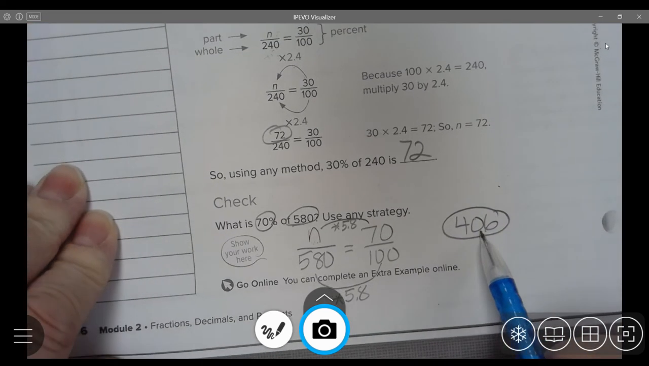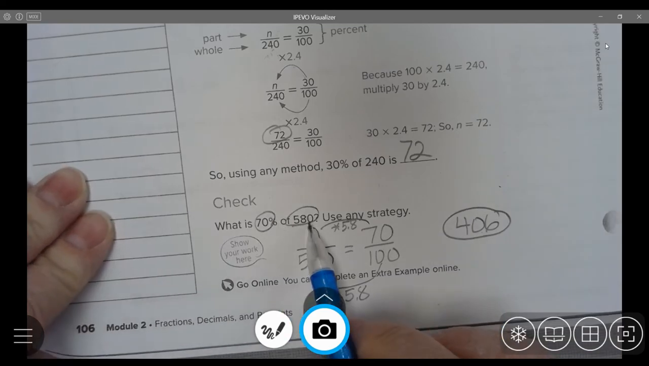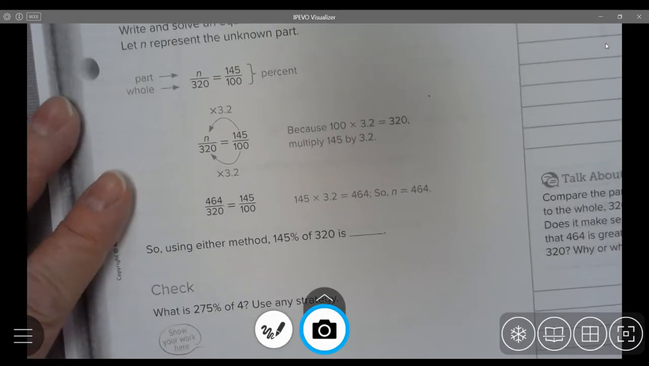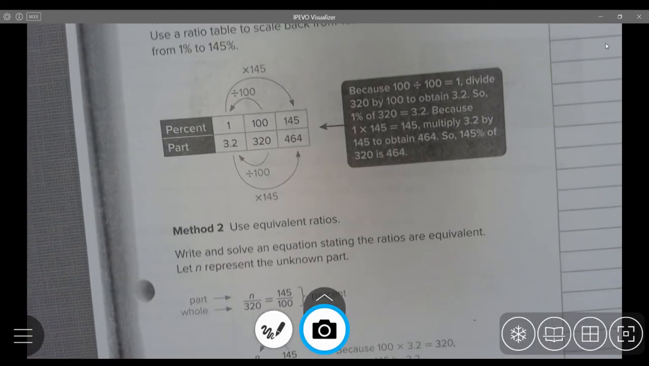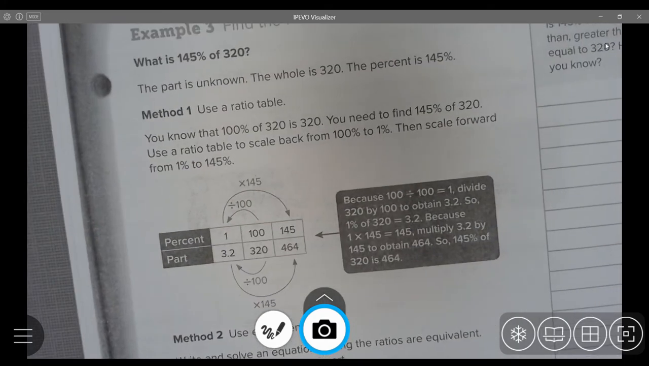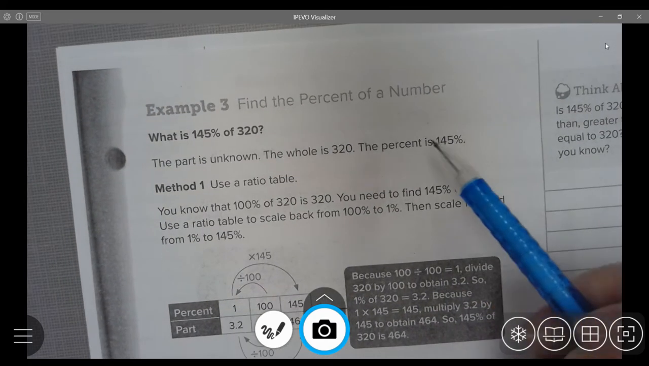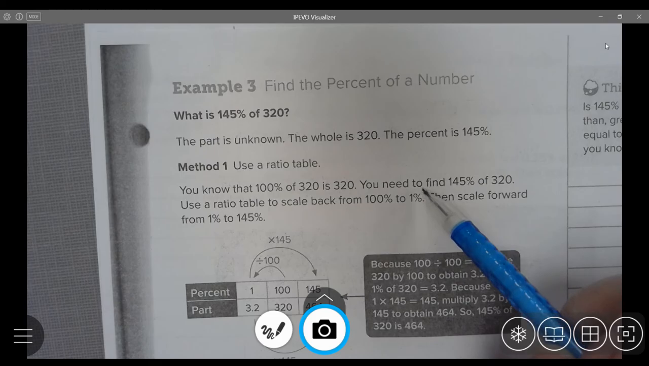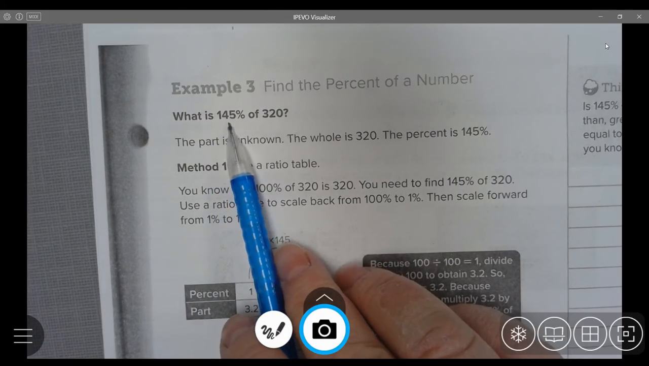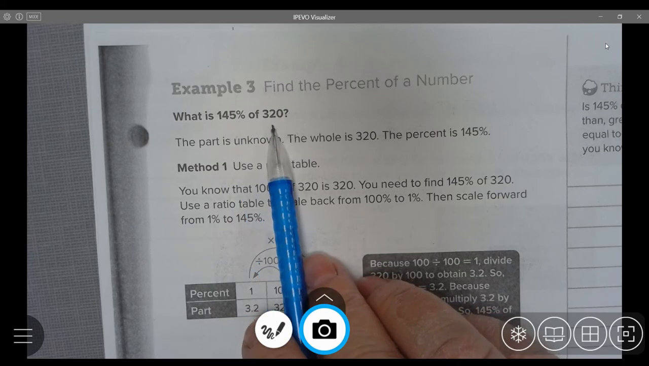So 406 would be 70% of 580. Continuing on page 107, example 3, find the percent of a number. You can also find a percent of a number when the percent is over 100%. What is 145% of 320?